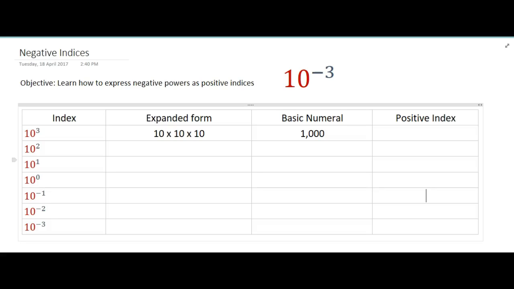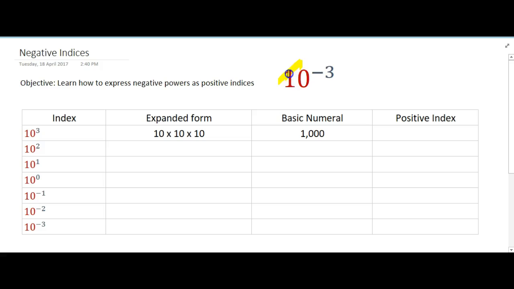Hi guys, a video on negative indices or negative powers. The objective of this is to learn how to express negative powers as positive powers or indices. In particular, the example I've given here is 10 to the power of -3. Intuitively, it's not very easy to see what a negative power does, but I'm going to try and explain it using this table here.